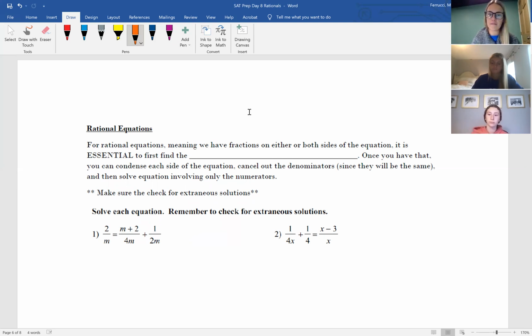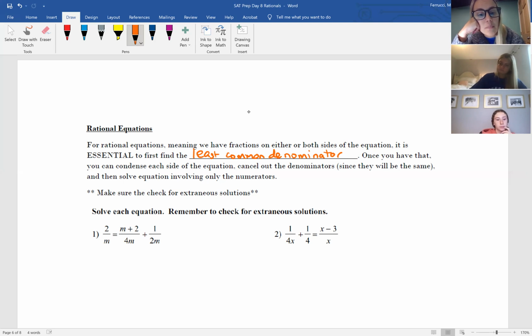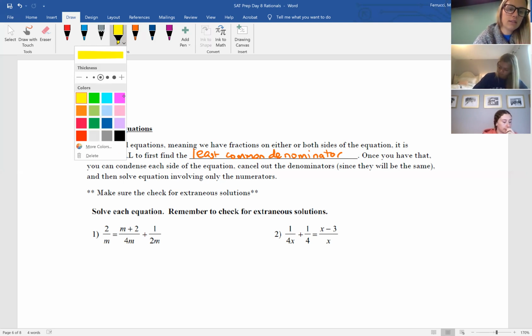So for rational equations, meaning we have fractions on either or both sides of the equation, it is essential to first find the least common denominator. Once you have that, you can condense each side of the equation, cancel out the denominators since they will be the same, and then solve the equation involving only the numerators. Make sure to check for extraneous solutions.